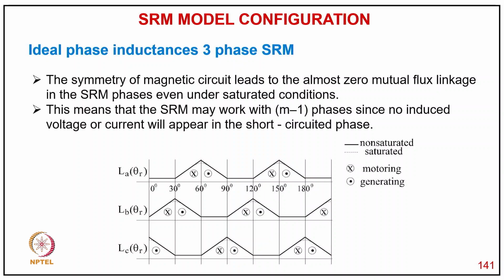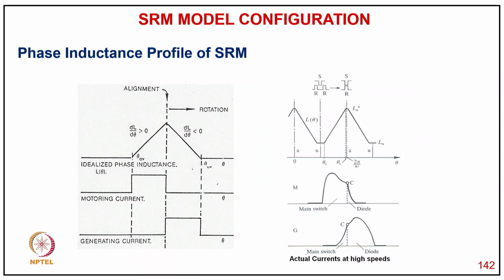The symmetry of the magnetic circuit leads to almost zero mutual flux linkage in the SRM phases even under saturated conditions. This means that the SRM will work with N-1 phases, with no induced voltage or current appearing in the short circuited phase. You can see clearly the non-saturated case, and typically motoring and generating, where you have to excite with the symbols. Rising inductance we excite for motoring, and falling inductance we excite for generating. So this is typically the phase inductance profile of the SRM, rising and falling with the current.